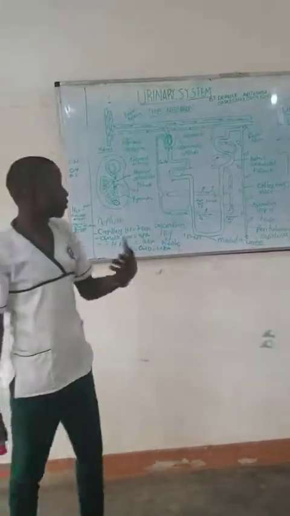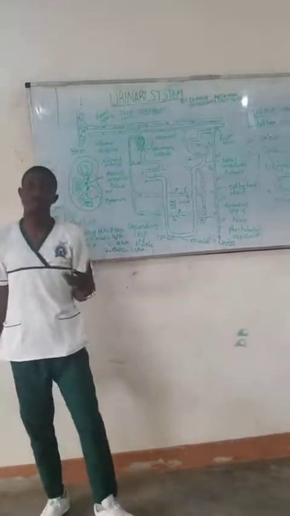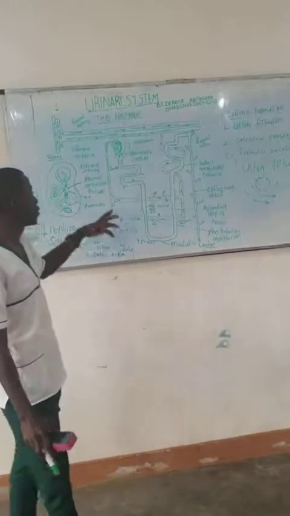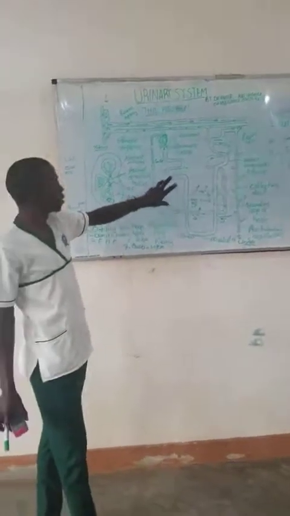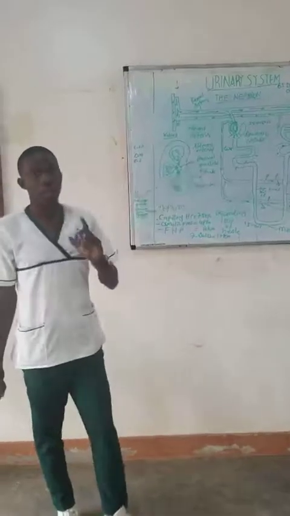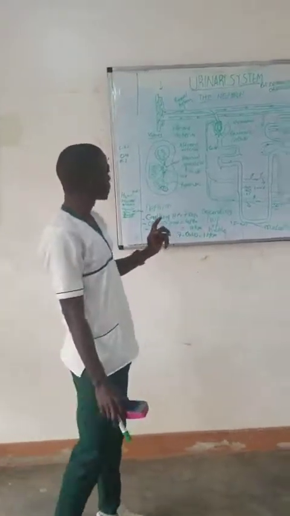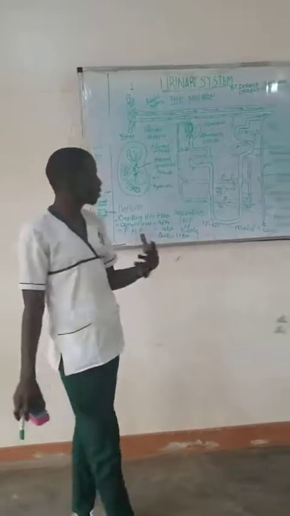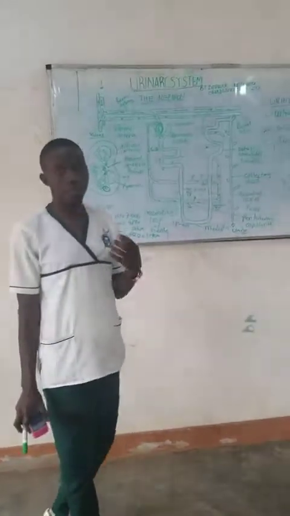We have seen those different stages of ultrafiltration, selective reabsorption, and tubular secretion. And we have said what will take place in a single nephron, which is the functional unit of the kidney. And we have discussed the structure of the nephron and the different modes of urine formation.